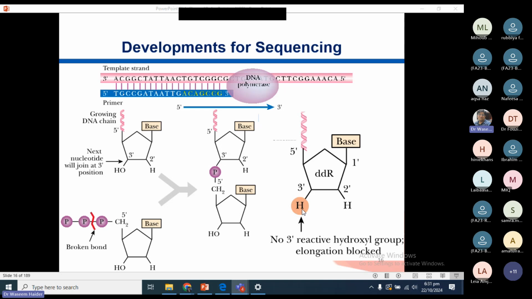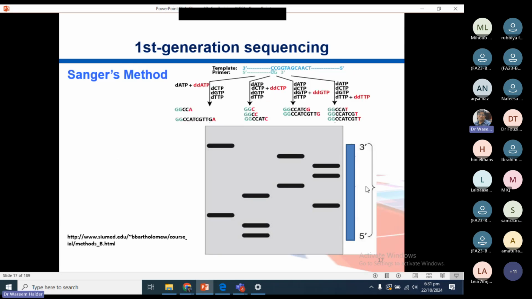So what is the consequence of taking out oxygen from position number 3? That new nucleotide will not attach here. So that will result in setting up this arrangement for this first generation of sequencing.